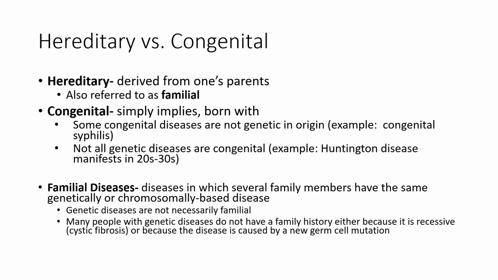All right. This slide clears up one of the most common vocabulary mix-ups in pathology and genetics: hereditary, congenital, and familial. These terms get used interchangeably in casual conversation, and they absolutely should not be. First up, hereditary. Hereditary simply means derived from one's parents, passed down through genes. You also hear this referred to as familial, but keep that word in your back pocket for a second.